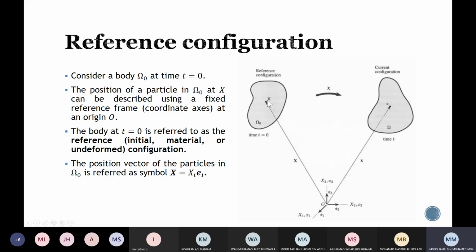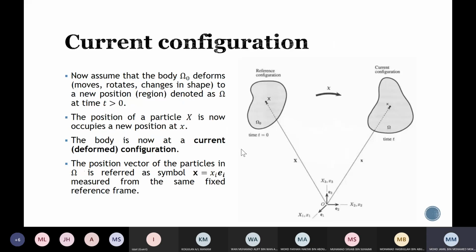The particle X here can be represented by a vector. We write the vector using the symbol big capital X. On a computer, we can make it bold. So vector X equals Xi times Ei, where Ei here is the i, j, k: E1 is i, E2 is j, E3 is k. In our lectures, we use E1, E2, and E3. You have to remember that for the reference configuration, we use capital letter X, big X.